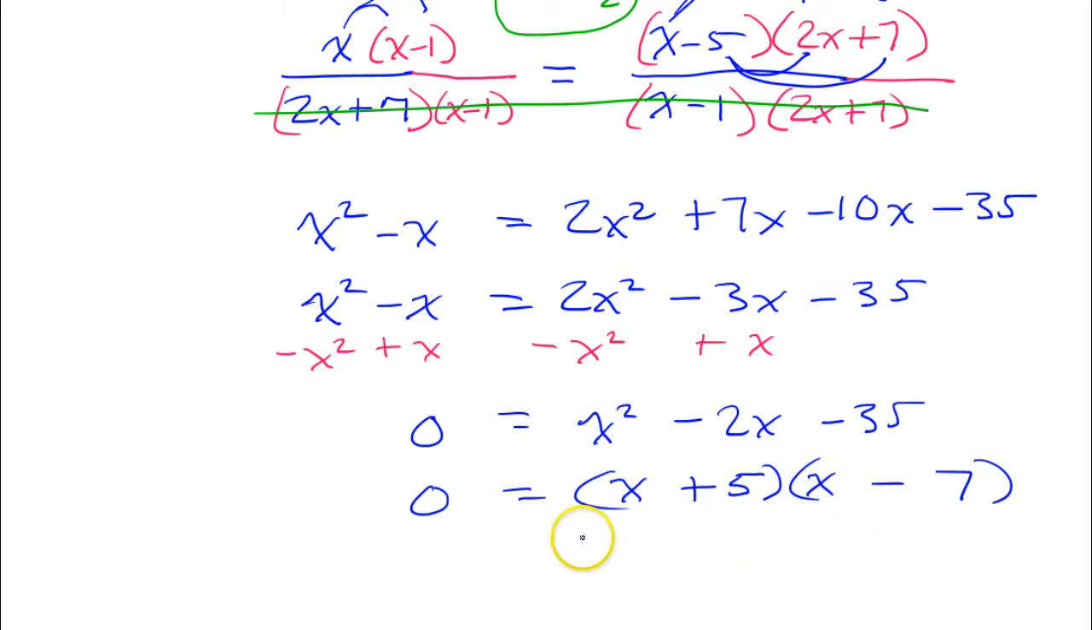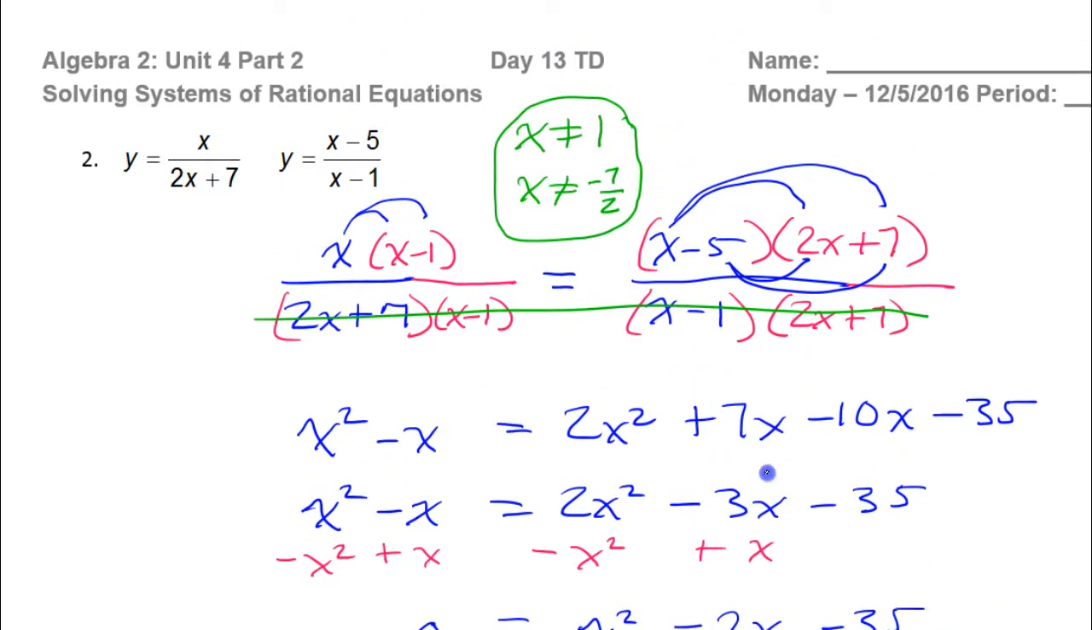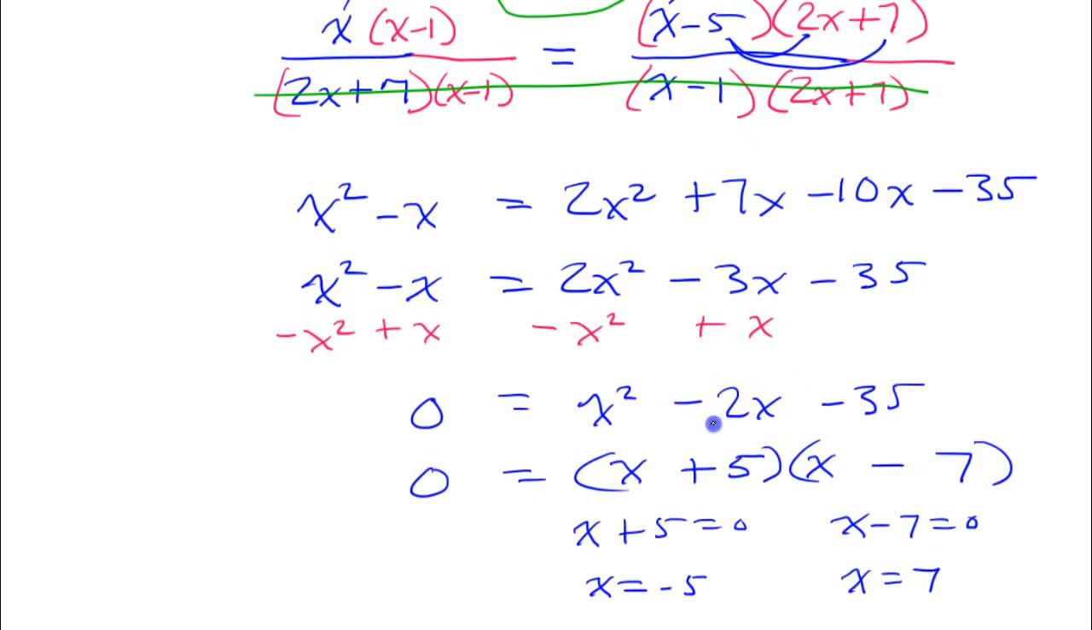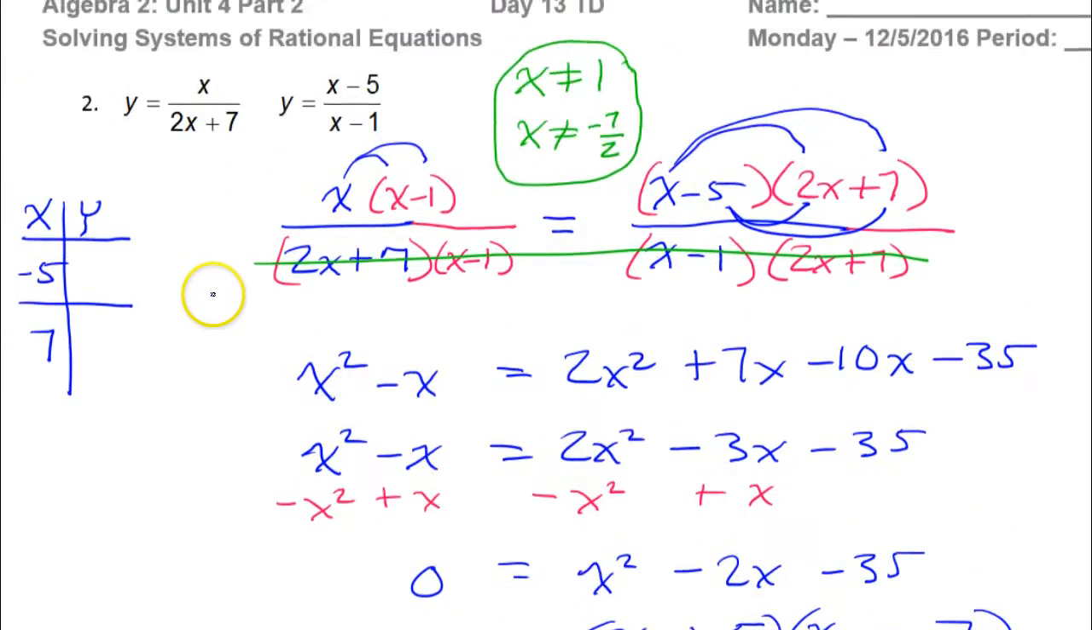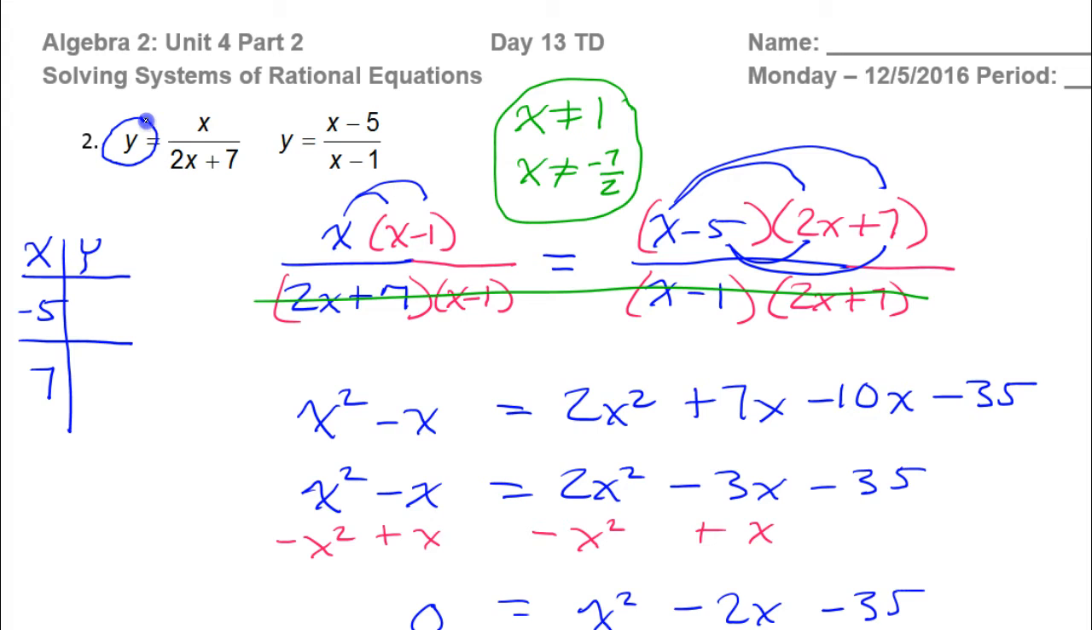I need to set these factors equal to 0 to get the solutions. So this is going to give me x equals negative 5 and x is equal to 7. Are either of these excluded? No. Okay, now what I have here are x values, but I also need the y values to go with them. That's one of the key differences between just solving an equation and solving a system of equations. So these are my two x values, but you see we have y's that we're trying to deal with as well.